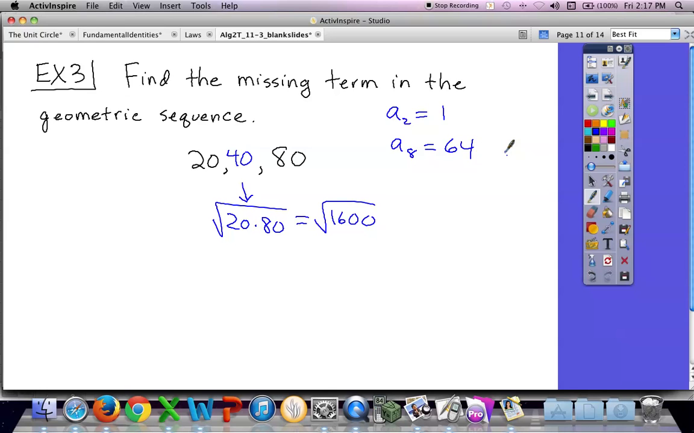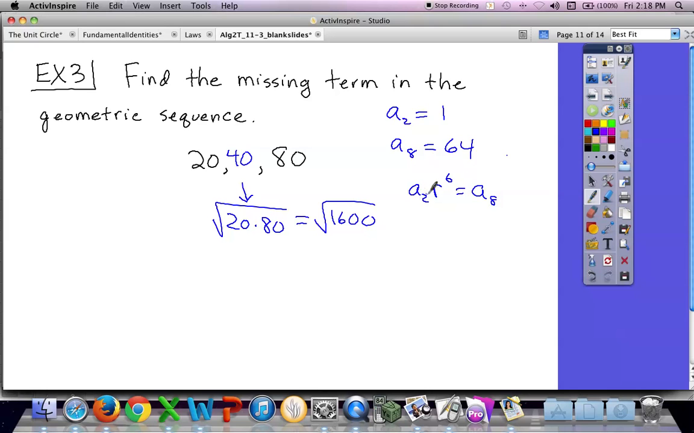Find R. Well, if it's a geometric sequence, you would say, how many times would I have to multiply times R to go from the second term to the 8th term? 6 times, right? To go from the second to the third, you do once. From the third to the fourth, you do again. So all the way from the second to the 8th is 6 times, right? So you would write A2 times R to the 6th equals A8.